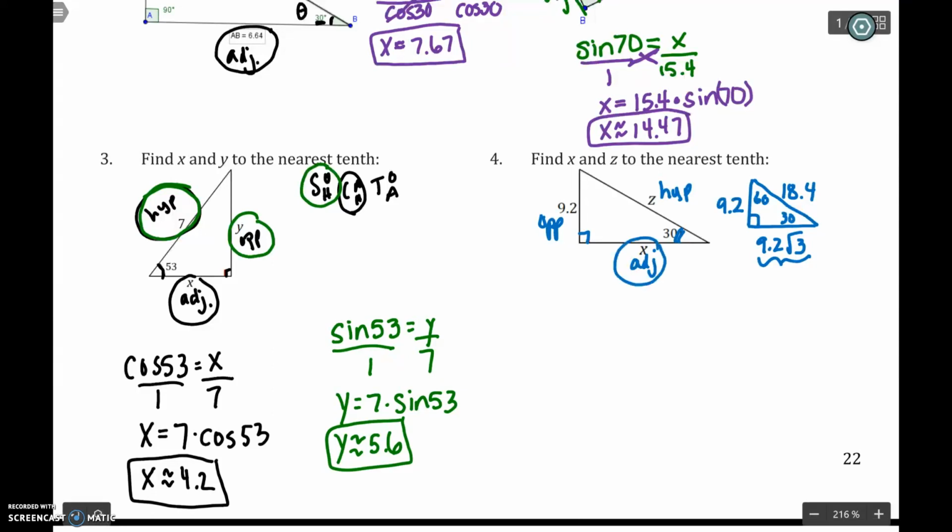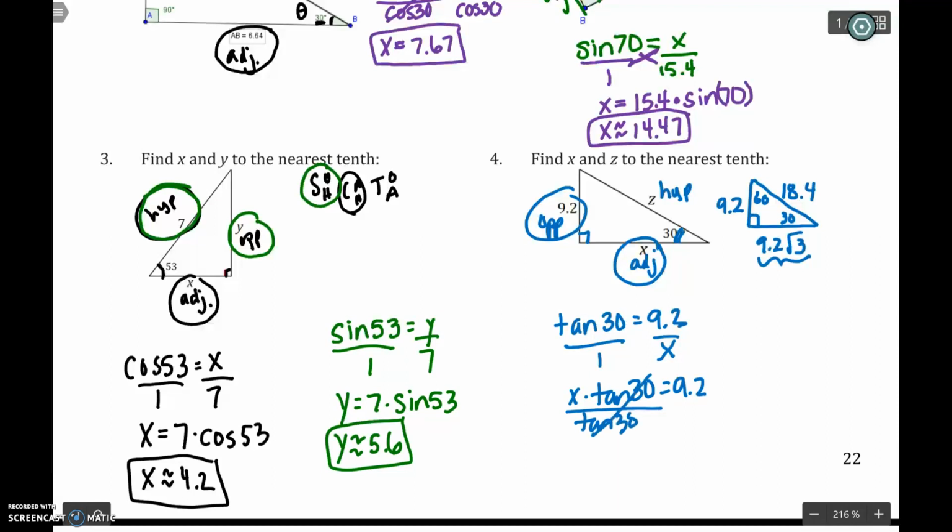So to find x, I'll show you the trig, opposite and adjacent, which is tangent. So tangent of 30 is equal to 9.2 over x. We'll cross multiply. Remember not to put the x in with the 30. And then since x is not alone here, we're going to divide by the tangent of 30 on both sides. So you do have to make sure x goes completely alone. That changes whether you're dividing or multiplying with your trig in the calculator.